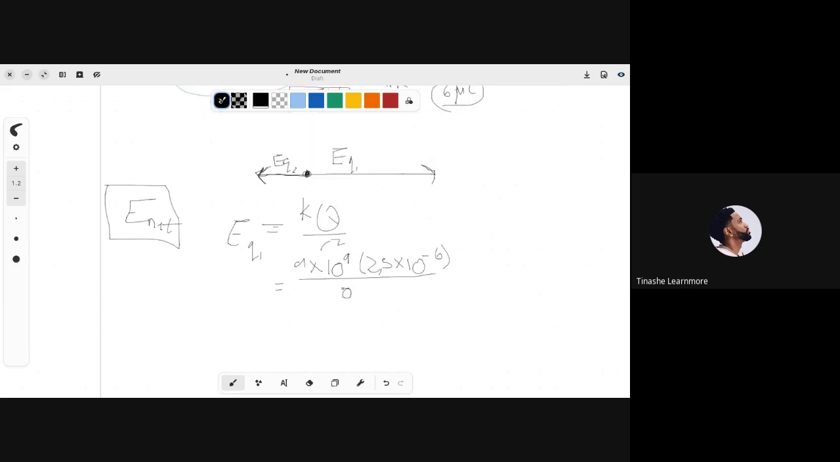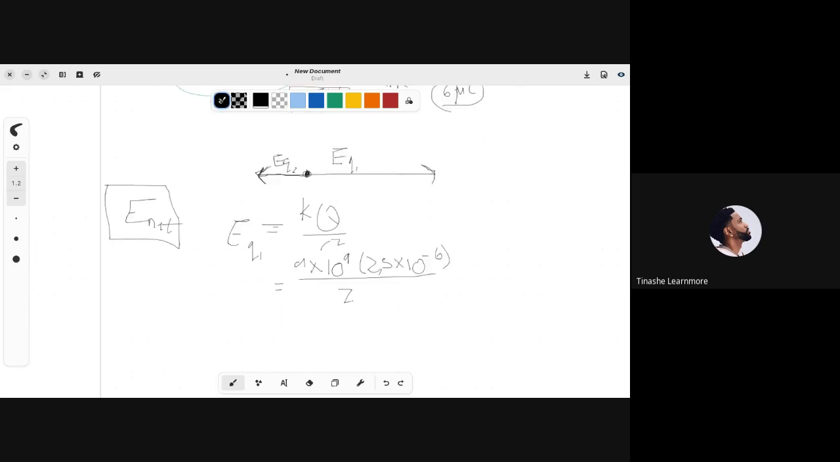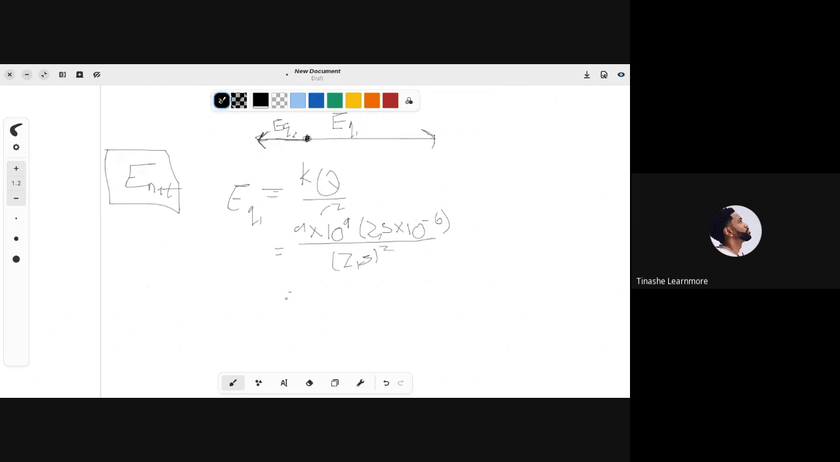So I'm going to have 2.5, and this is squared. And then you let the calculator do the work. So 9 times 10 to the ninth, and you've got 2.5 times 10 to the negative sixth over 2.5 squared, and that should ultimately leave you with about 3,600.